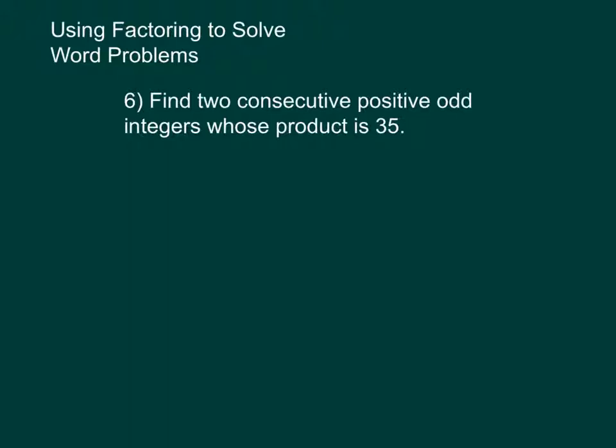But that's not the point. As I always say, it's about the process, not about the answer. So let's remember what it means to deal with two consecutive odd integers. We'll worry about the positive part later. If we have two consecutive odd integers, the first one we can call x, and the next one, because it's the next odd number, is going to go up by 2. So that's going to be x plus 2.